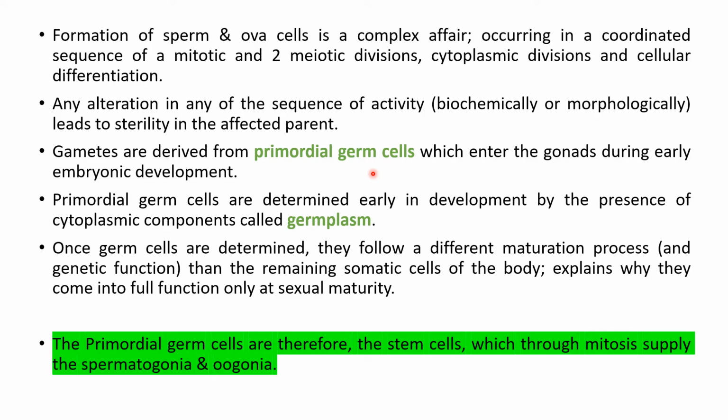Once the germ cells are determined, they follow a different maturation process, and their genetic function is also different from the remaining somatic cells of the body, and this explains why they come into full function only at sexual maturity. So, the primordial germ cells could be said to be the stem cells, which through mitosis will supply spermatogonia and oogonia.